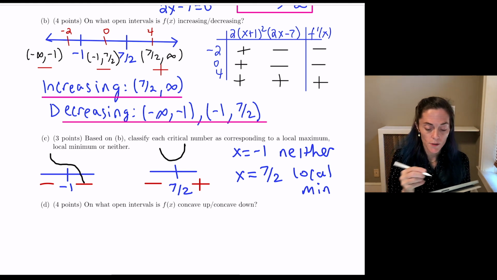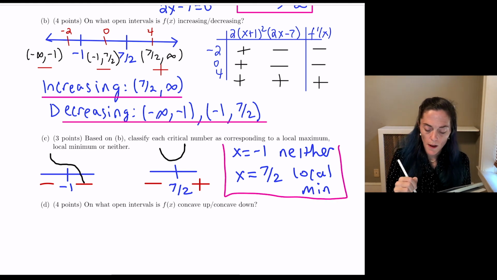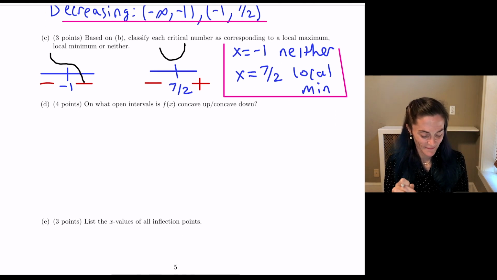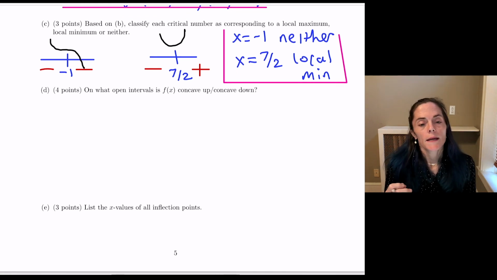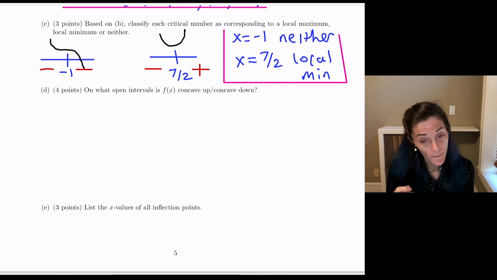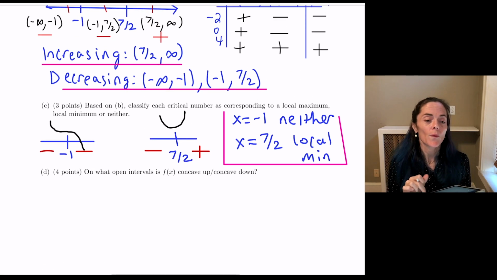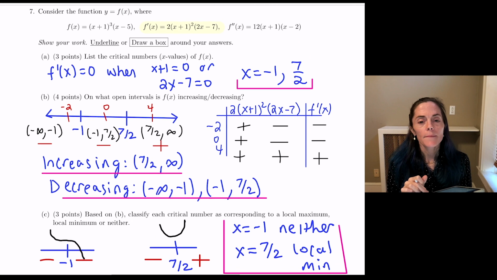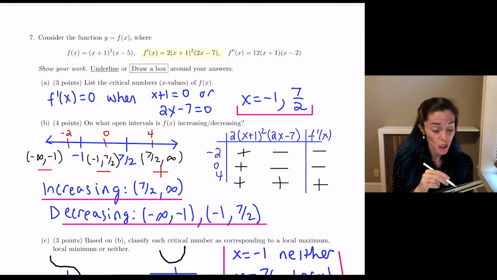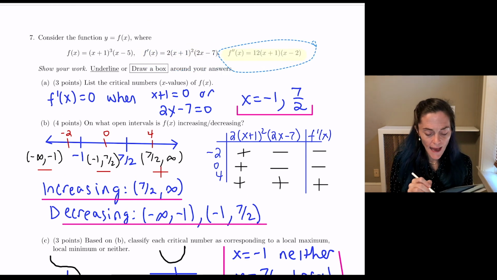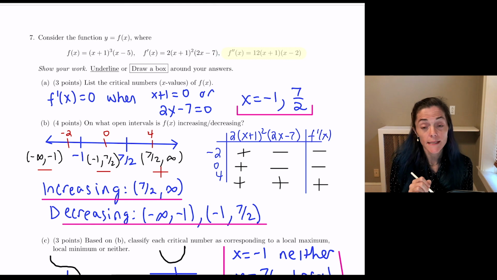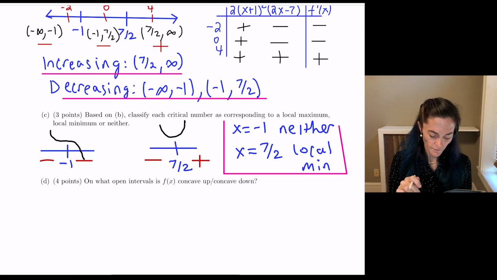These are my two answers here. Maybe I will just box this. Okay, number 4. On what open intervals is the graph of the function concave up and concave down? Well, let me go back up. Now, change my highlighting. Concavity, we are working with the second derivative.